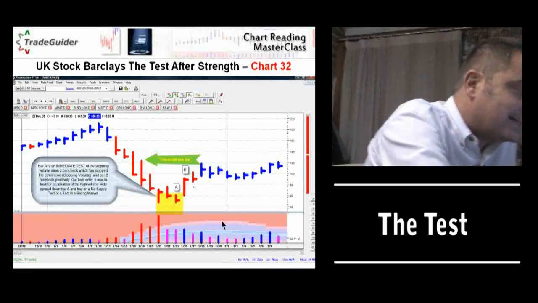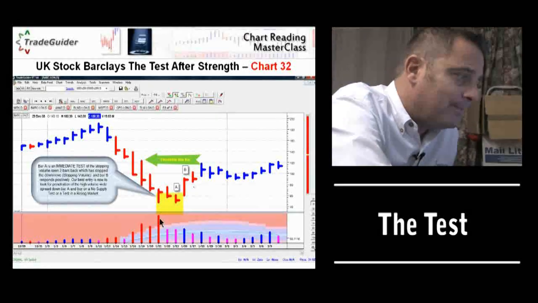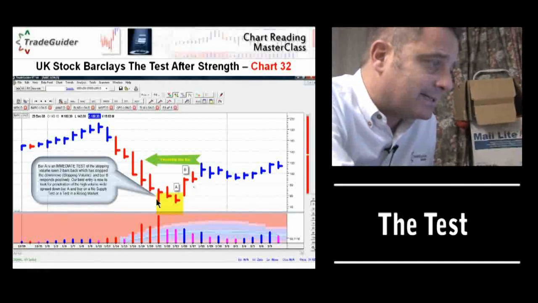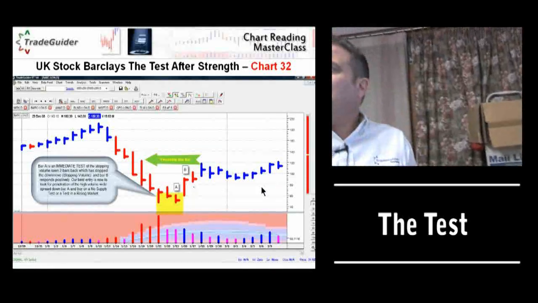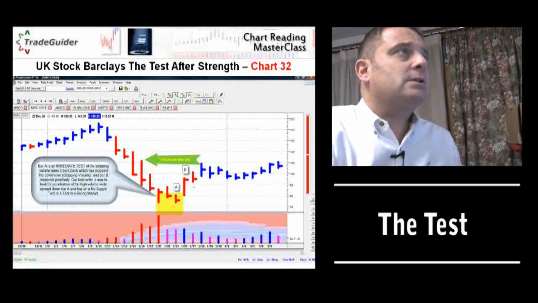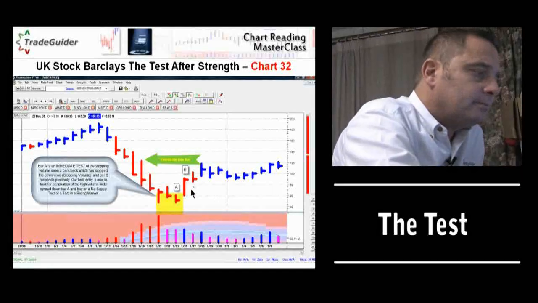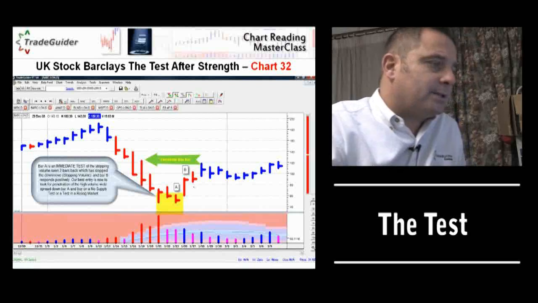But here, tests come in different varieties. This one here is an immediate test of this massive buying, and it just takes off. Barclays went up a long way, didn't it? About 150 to 200%. Oh, it did. I think it went up something like 380, something like that. Let's look at another example here.